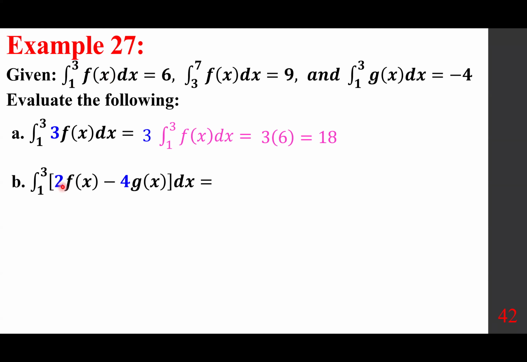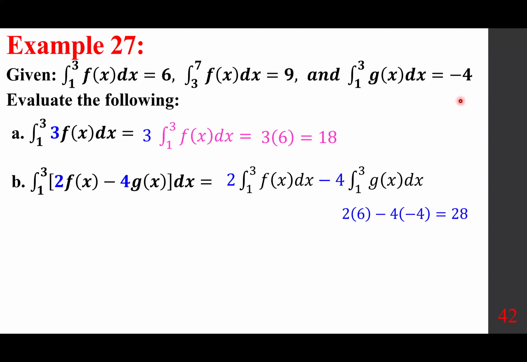How about the integral from 1 to 3 of 2f of x minus 4g of x? Let's take the 2 and the negative 4 out. So we get 2 times the integral from 1 to 3 of f of x dx, minus 4 times the integral from 1 to 3 of g of x dx. For this one, the answer is 6, so 2 times 6. For this one, the answer is negative 4, minus 4 times negative 4, and this is positive 16. This is 12. They add up to 28.